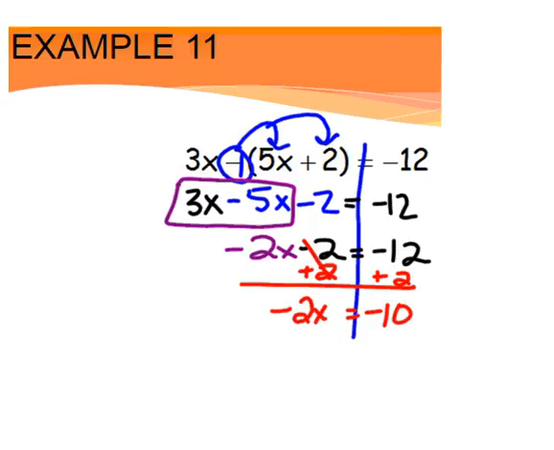Last but not least, we do need to inverse that coefficient. Here the -2 is multiplying on the x. The inverse of multiply would be to divide, so we'll divide on both sides by that coefficient of -2. That will make that coefficient cancel out, and we get x equals 5.